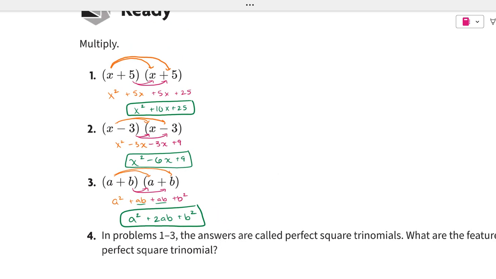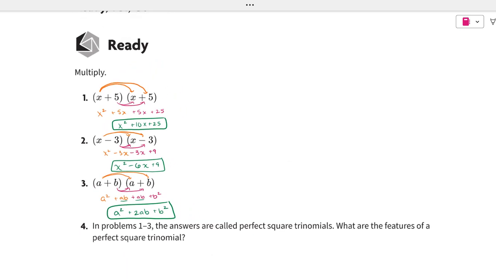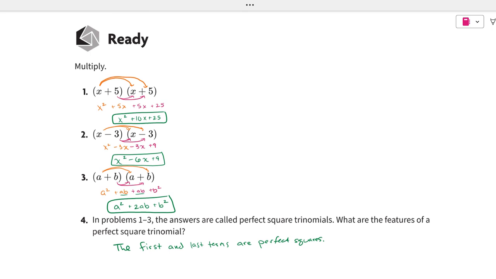Okay, so we have multiplied. Now, question 4 says, in problems 1 through 3, the answers are called perfect square trinomials. What are the features of the perfect square trinomial? So we noticed that the first and last terms are perfect squares. And what I mean by that is, like, the 5 times 5 created the 25. 3 times 3 created the 9. B times b created b squared. So I could take the square root of each one of those numbers, and it comes out to a perfect number.